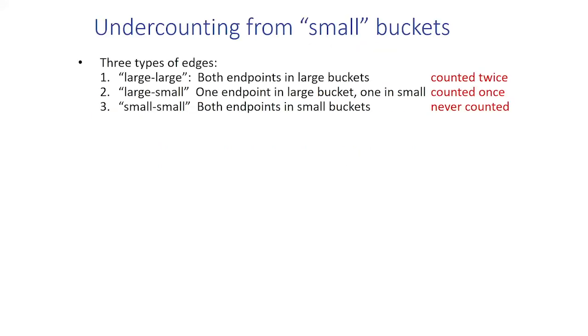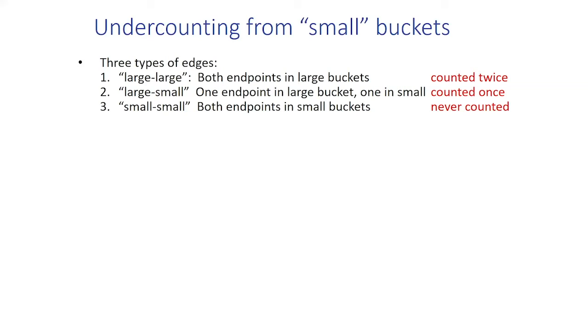I think I kind of gave you an idea, but you may be worried about edges that go between big and small buckets. I said that between small nodes there are not so many edges, but what about between a small node and a big node? Maybe there are more edges. So let's talk about that.